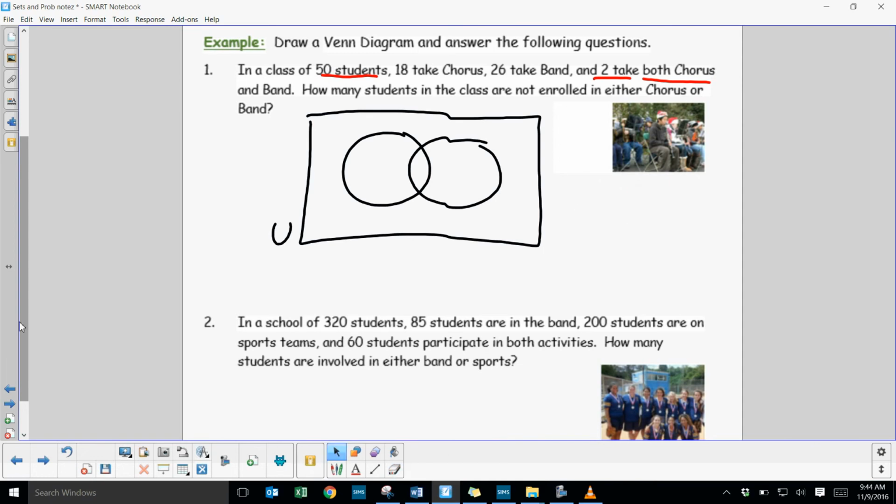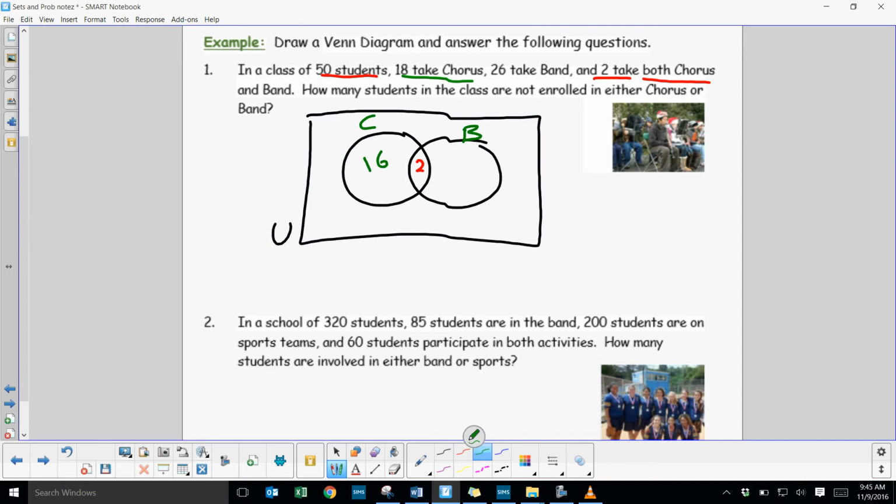So we're going to fill in how many students are in the intersect first. There are 2 students who take both chorus and band. We're told that in total, 18 take chorus. So we're not told 18 take chorus only. If it was 18 take chorus only, it would be this. But 18 in total take chorus, so that means the whole circle. And I should have chorus and band as well. So 18 minus 2 must be 16. So in total, 16 plus 2, 18 take chorus.